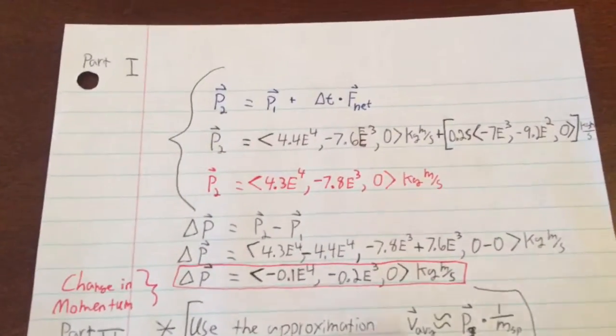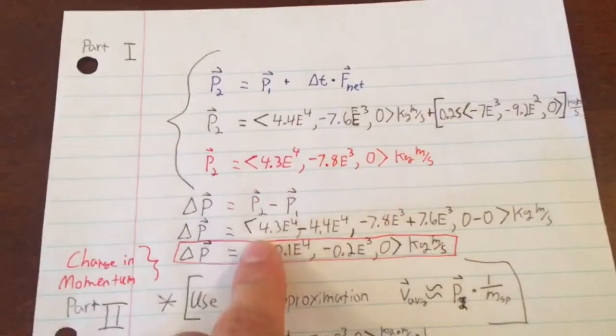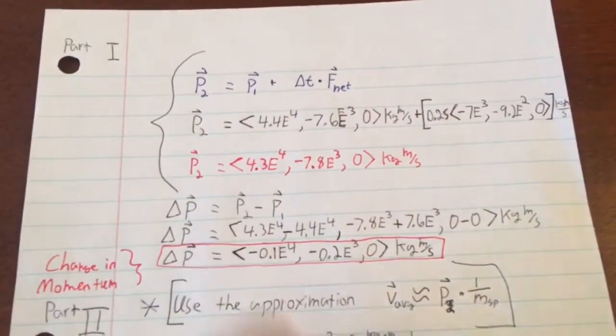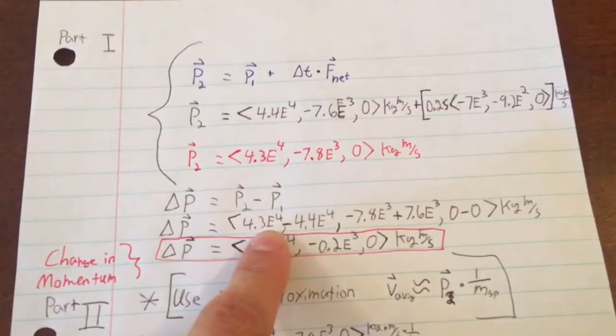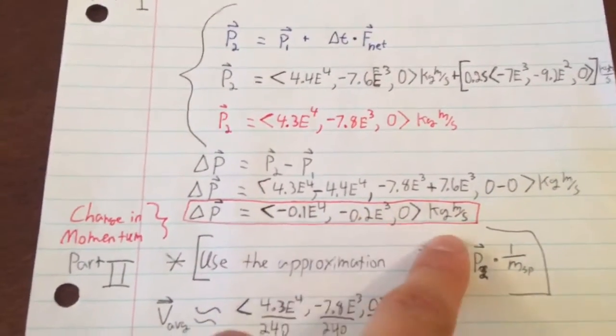Now that we have our final momentum, we can go right ahead and subtract our initial momentum to find our change in momentum. That's what we do here. And this will be our change in momentum.